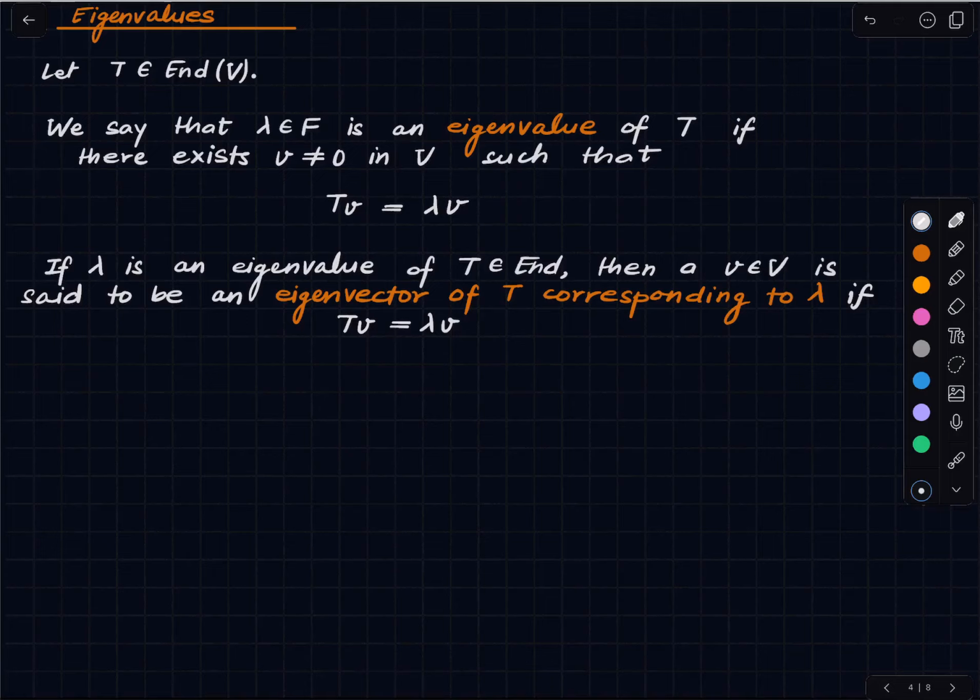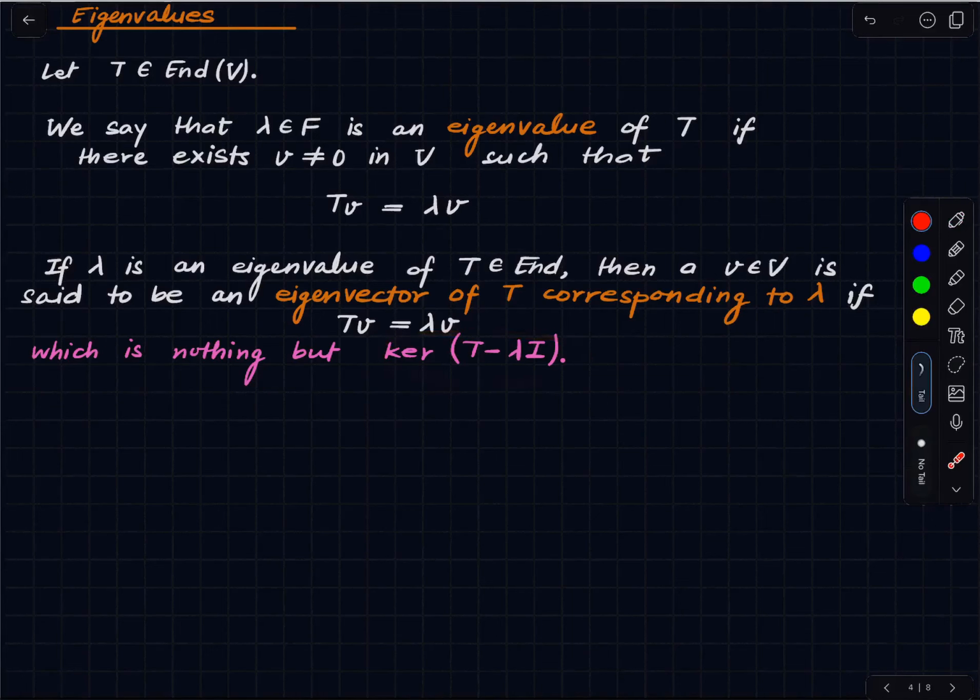Okay, so note that this set is nothing but the kernel of this transformation. Right, so the set of eigenvectors of T corresponding to a given eigenvalue lambda is precisely this set, and that's evident from the definition. Okay. So what else do I want to say here? I don't think there's anything at this point. So let's see the example that I have in mind.